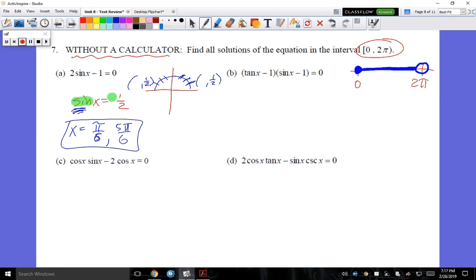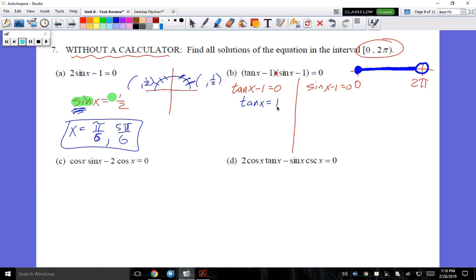Alright, so let's go to B. B is factored out together already, as it has a multiplication there, where we can set up pretty much 2 sets of answers by setting each binomial equal to 0. Now solve them independently. So we add 1 to both sides so that we have tangent of x is equal to 1.